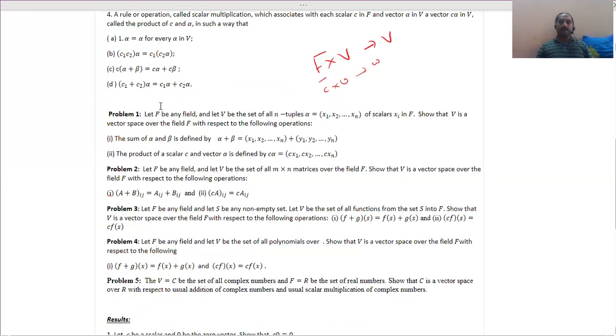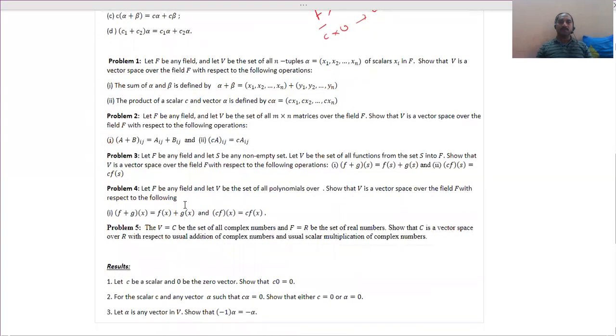Okay. Next, here I provide 5 problems. First problem: let F be any field. It may be the real number field, or rational number field, or complex field, or binary field, whatever it may be. And let V be the set of all n-tuples. Show that V is a vector space over the field with respect to the following operations. The sum of the vectors is defined as component-wise addition: alpha plus beta equals component-wise addition.